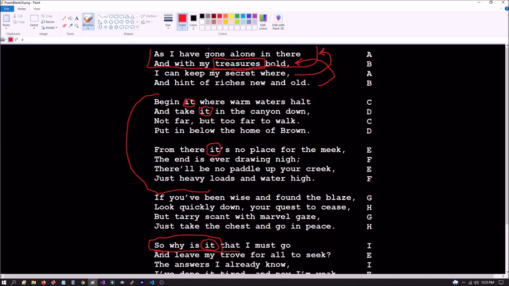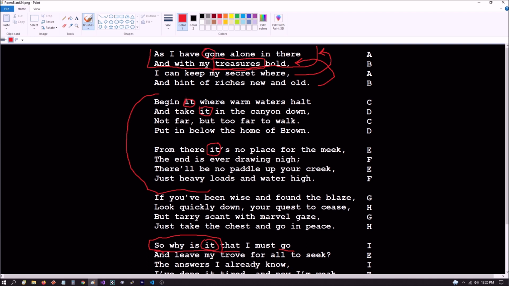And if you notice that he uses the word go here, he uses a different tense of it. He's using gone, but the base verb is go. And here he's telling you that he must go to Wyoming. And then when you get to the very next line, he's talking about leaving his trove for all to seek. Well, notice that the very next line here, he's talking about with his treasured fold. So he went in there with his treasured fold. In there is where he keeps his secret where.